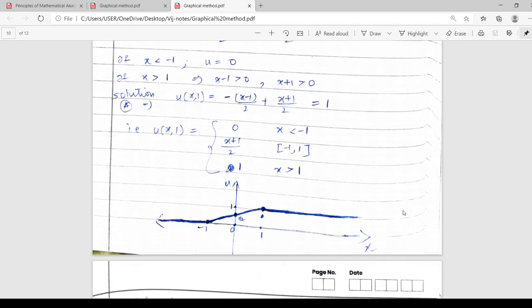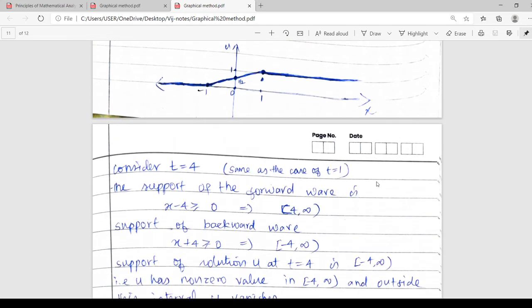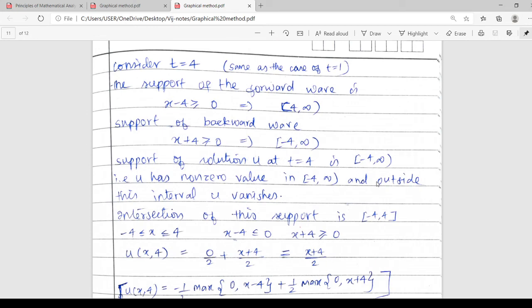So we have drawn the figure here. This is x. So in -1 to 1, it is (x+1)/2. At 0, it takes the value half, so I have denoted that here. For x greater than 1, it is 1, constant. For x less than -1, it is 0. Okay, so this is the graph. So we did it for t equal to 2. Now in the same way, we have to do it for t equal to 4.